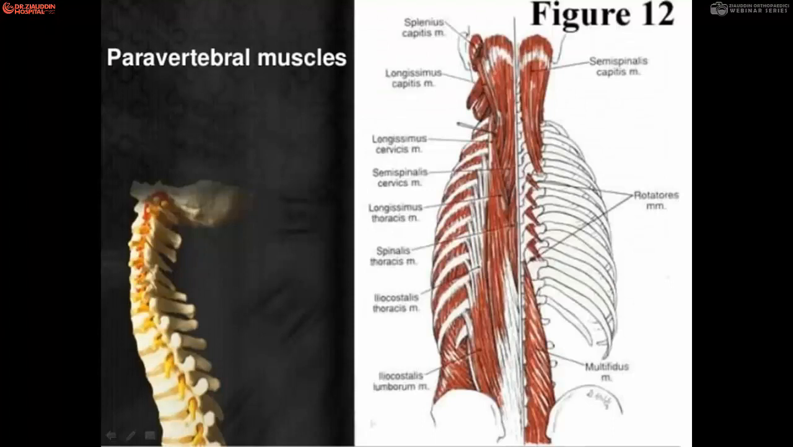This is again a pictorial presentation. There is a superficial layer of muscles which include spinalis, longissimus, and iliocostalis, and the deep muscles include rotators and multifidus muscle.